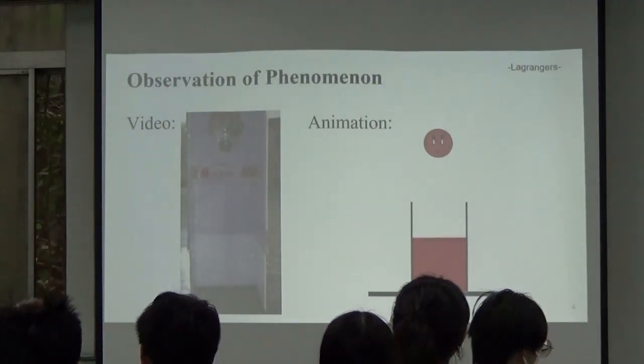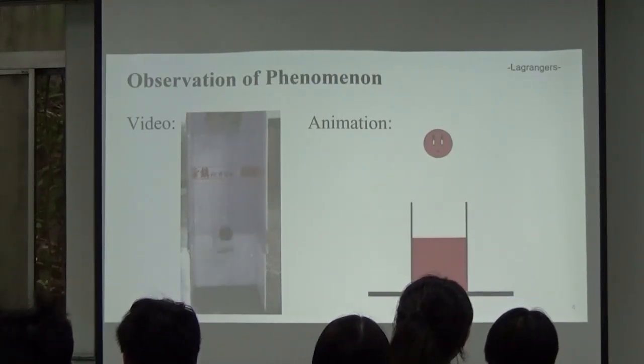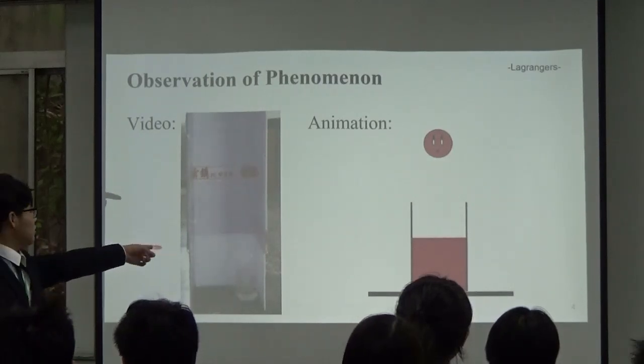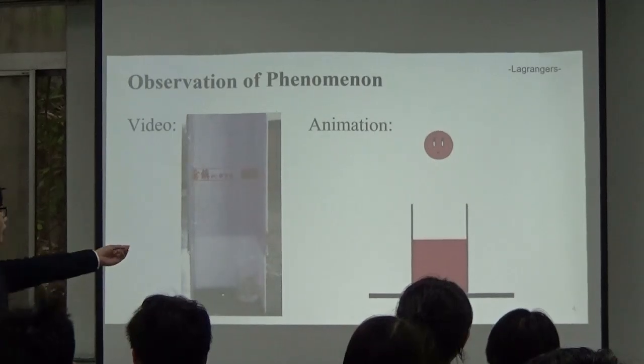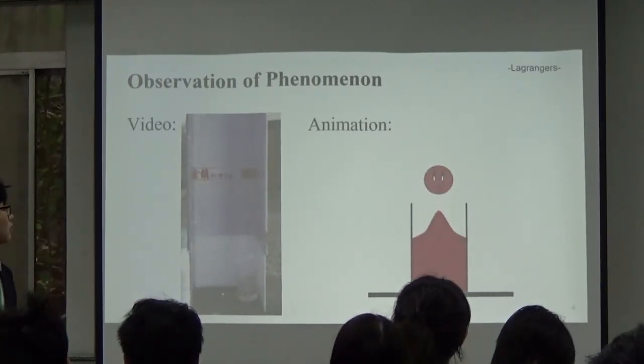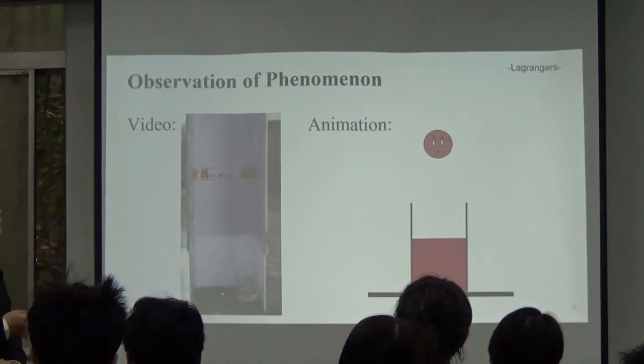And this is our observation of the phenomenon. As you can see, when the container drops to the ground, the ball gets ejected to a height, and this is our animation. Well, this is actually called Worthington Jet, which we'll discuss later.